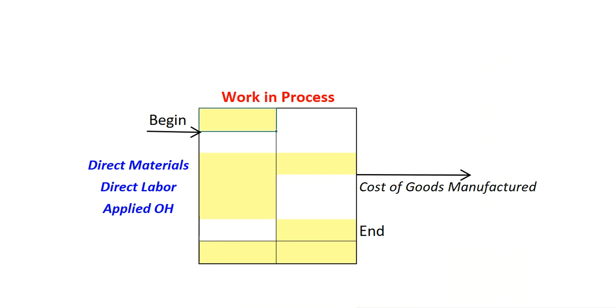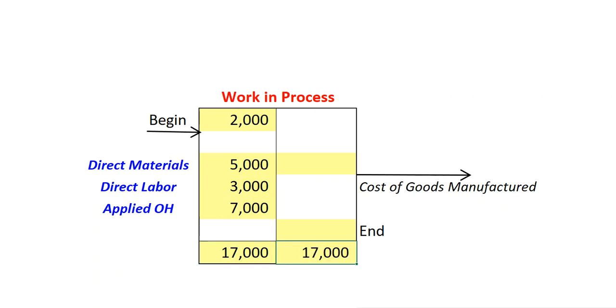Let's assume that we have $2,000 beginning work in process, and if you recall, we transferred in $5,000 from raw materials inventory. We would also include direct labor, which would increase work in process, and then of course we have applied manufacturing overhead. So we have our three inputs: direct materials, direct labor, and applied overhead. And that would give us an ending balance in work in process of $17,000. And we're going to need to account for all that. So I'm going to put $17,000 on the other side. And it's either left in ending work in process or it has been completed and is transferred to finished goods inventory.